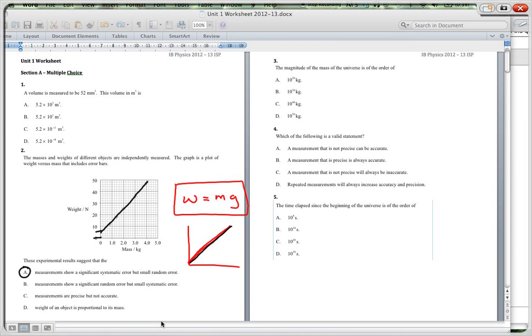Measurements show a significant systematic error but small random error. So it forms a straight line. All the line crosses all the points, but they are all being shifted up slightly. They've all moved up a certain amount. All of these have moved up a certain amount.